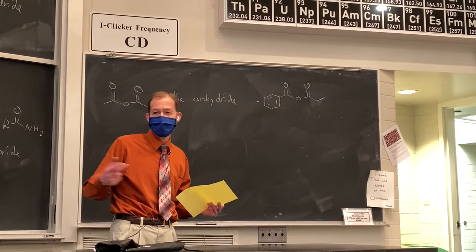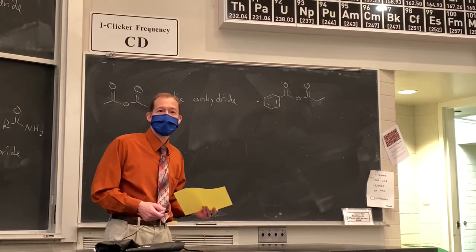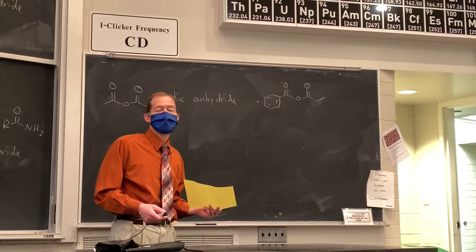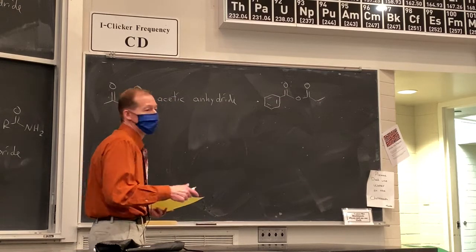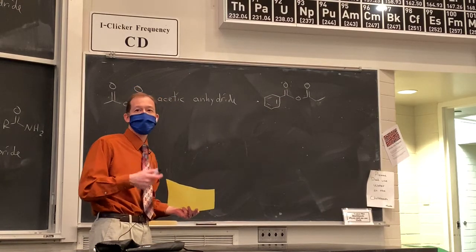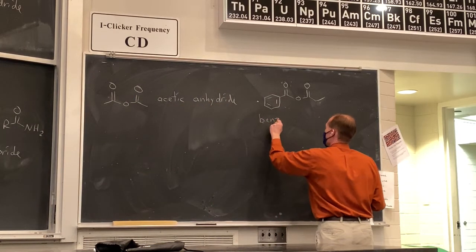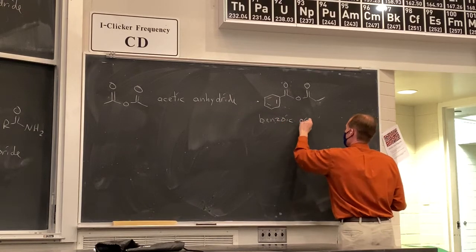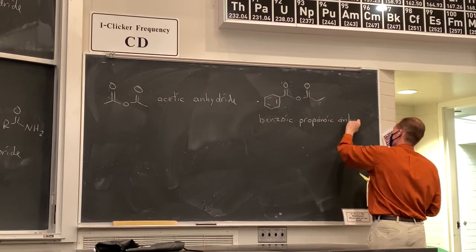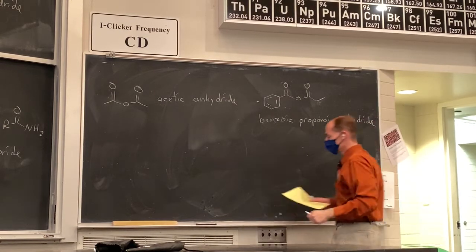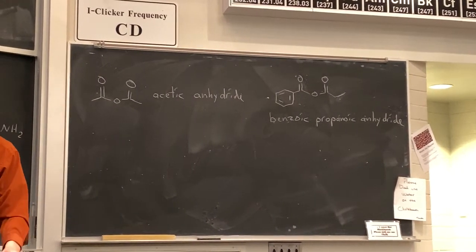It has a common name, but for this one, the IUPAC is easier to use. So the IUPAC name for the 3-carbon carboxylic acid would be what? Propanoic. So we've got benzoic acid and propanoic acid. As you might imagine, we order those in alphabetical order. So this molecule would be called benzoic propanoic anhydride. Any questions on naming anhydrides?